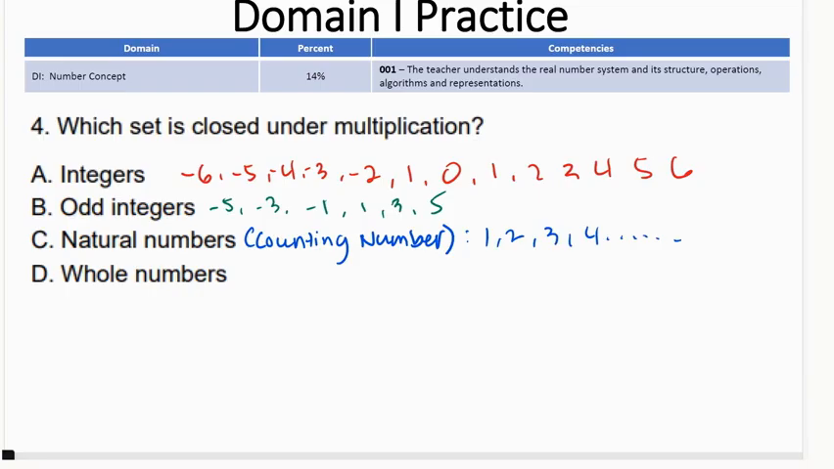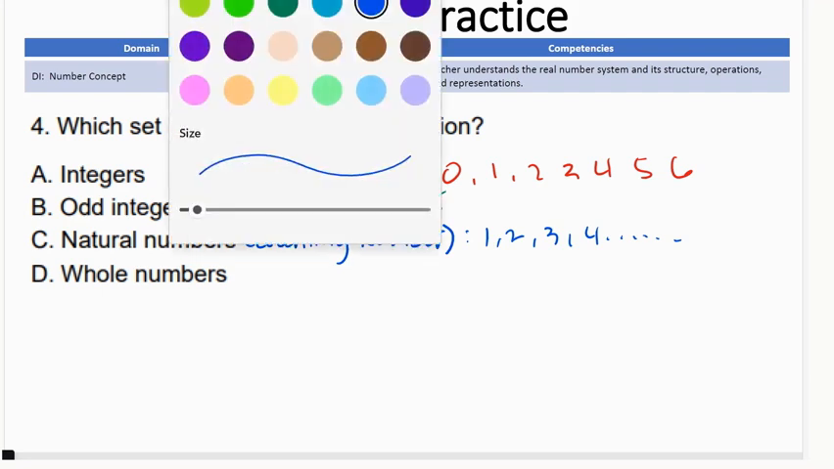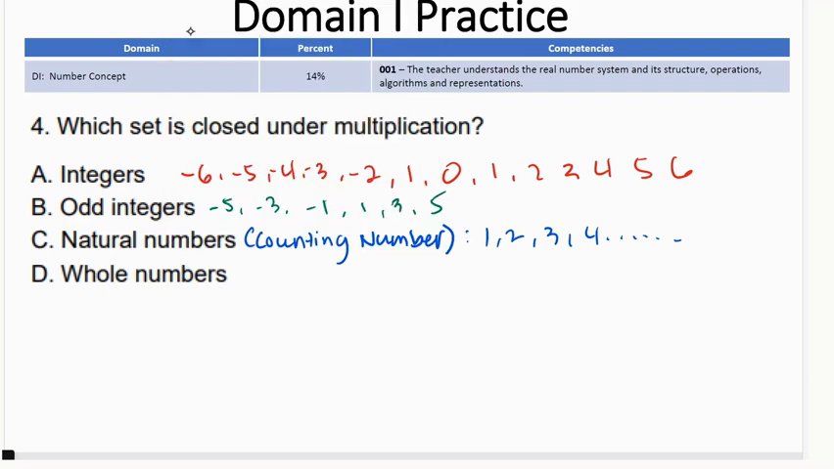Okay, are we good with that? Yes. Whole number, here we go. I'm changing this color here. Whole number starts from 0. 0, 1, 2, 3, and so on. So the question here, which set is closed under multiplication? Only counting numbers. So the answer here is C.